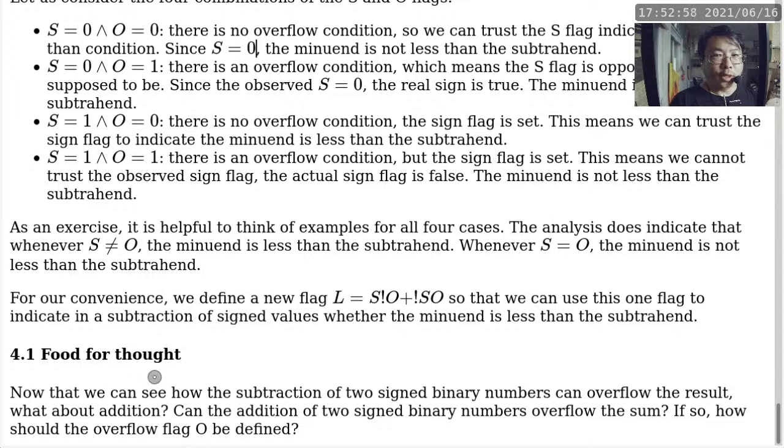And then food for thought is mentioning that now we can see how the subtraction of two signed binary numbers can overflow the result. What about addition? So the idea is, can we extend this line of reasoning to figure out the overflow formula for binary addition? Let's do that.